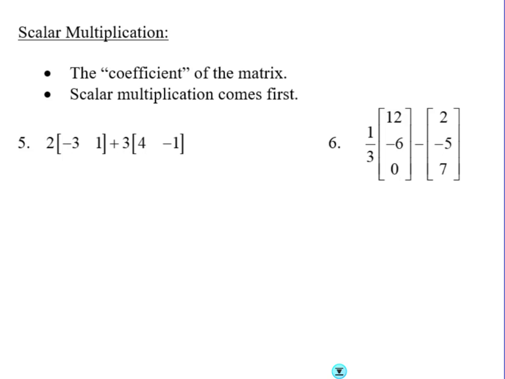So, in problem number 5, we have 2 times our first matrix plus 3 times our second matrix. So we are sort of distributing this 2, this scalar value, into our first matrix. So we end up with -6 and 2. Then we're going to distribute the 3 to the second matrix, and we end up with 12 and -3.